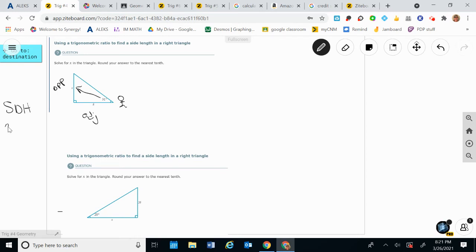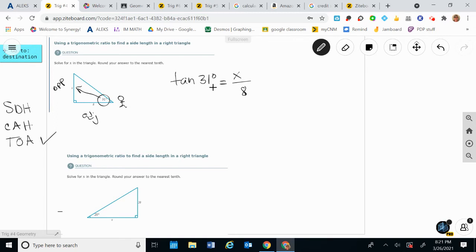Which relationship do you have here? SOH-CAH-TOA. You have opposite and adjacent, and the one function that uses opposite and adjacent is tangent. Now you're going to write a true sentence using this angle. We are going to say the tangent of 31 degrees, because we know the angle, so we don't put a variable, is equal to x over 8. Now we're looking for the side length.